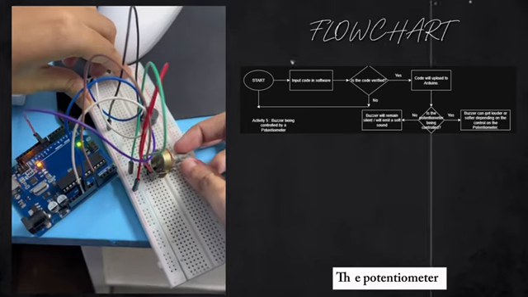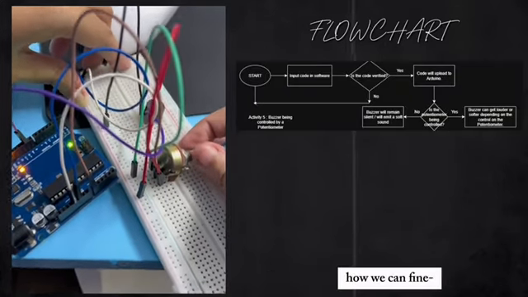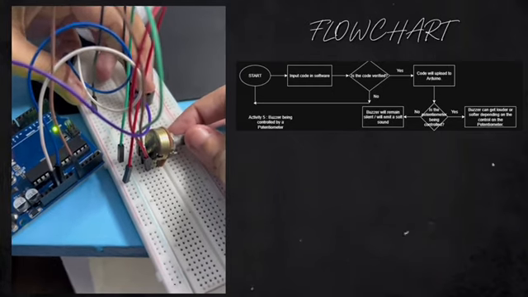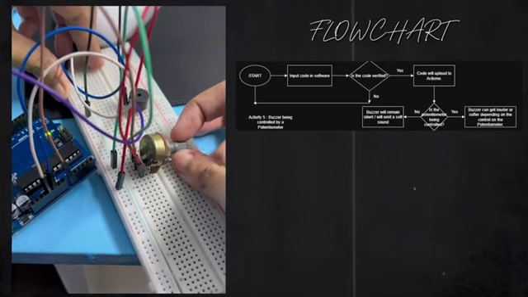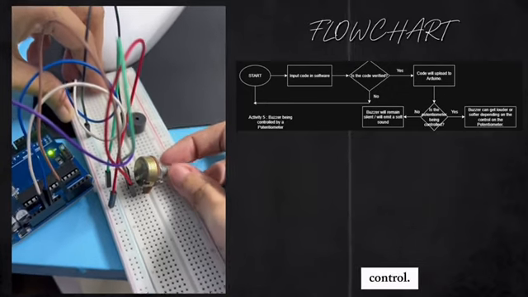The potentiometer allows us to adjust the buzzer's sound output. It highlights how we can fine-tune circuits, showing that analog input gives more flexibility compared to simple on or off control.